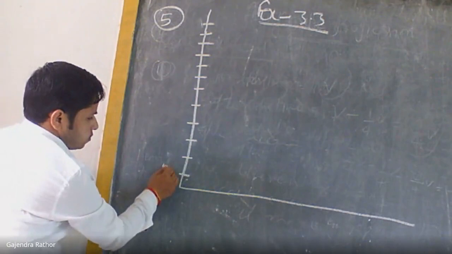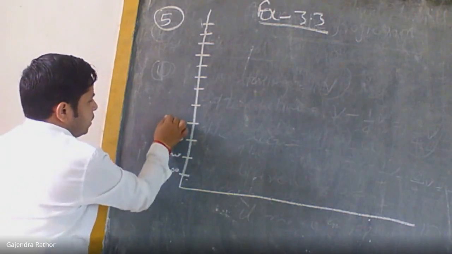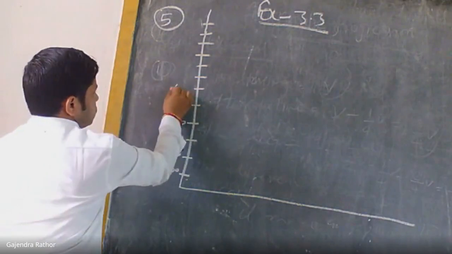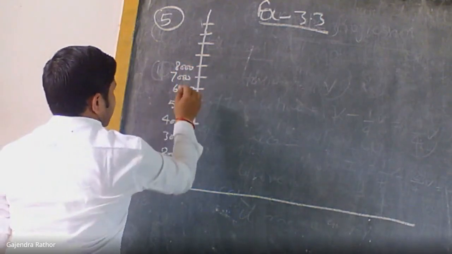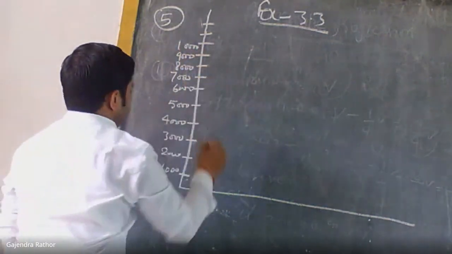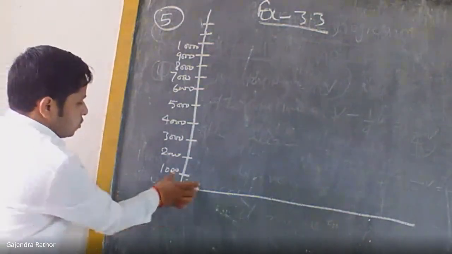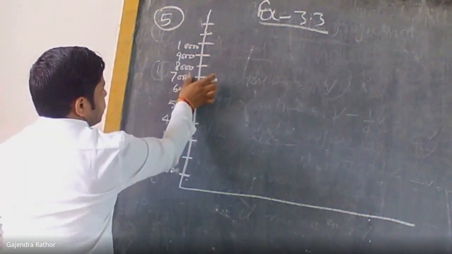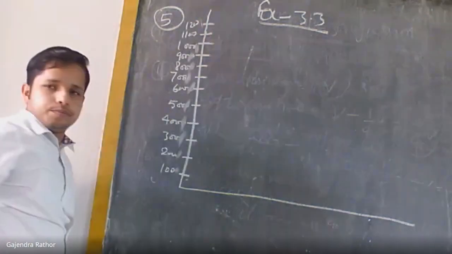So this is 1000, this is 2000, this is 3000, this is 4000, this is 5000, this is 6000, this is 7000, 8000, 9000, 10,000. Sorry, 1 centimeter is equal to 100. Okay, I wrote one extra zero. This is 100, 200, 300, 400, 500, 600, 700, 800, 900, and 1000. Now 1100 and 1200.